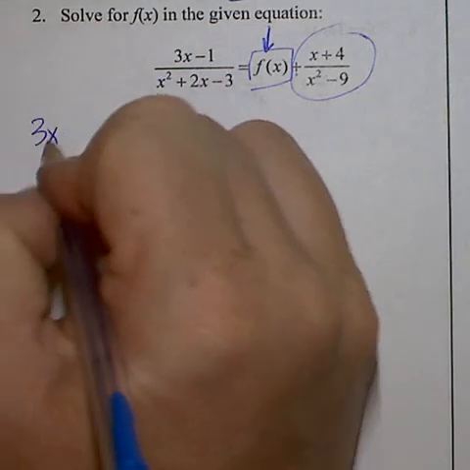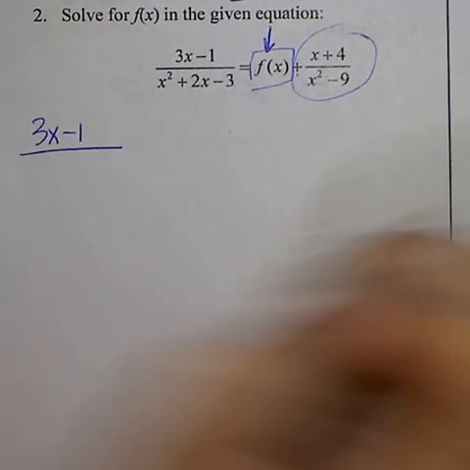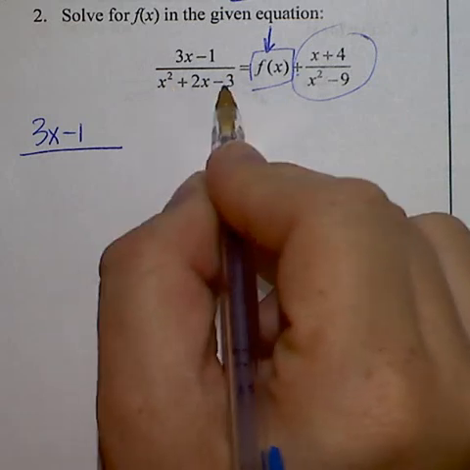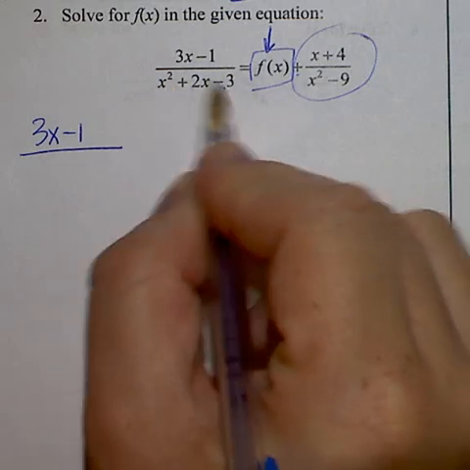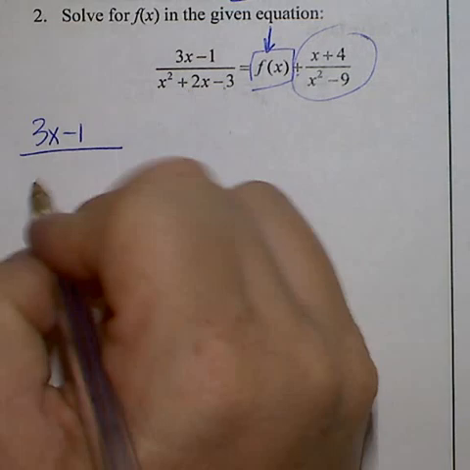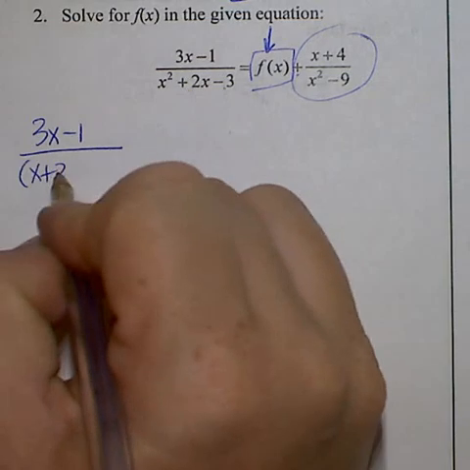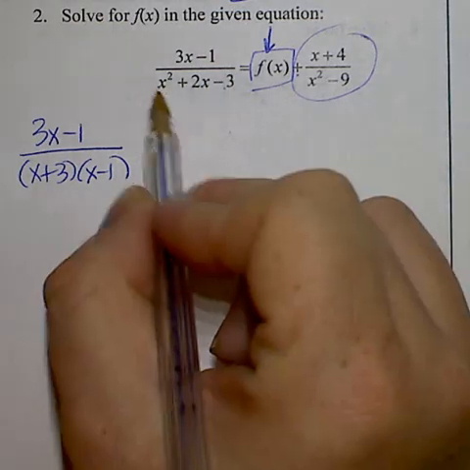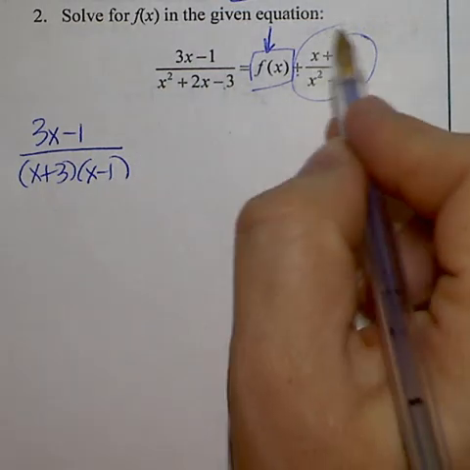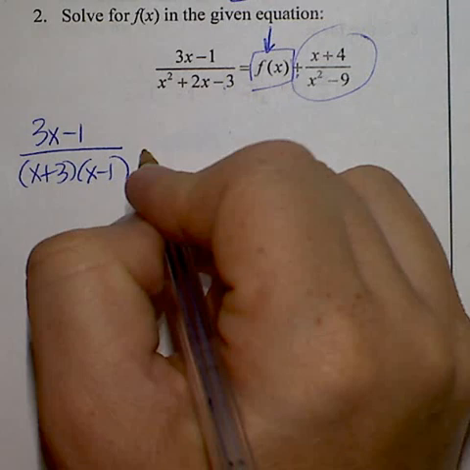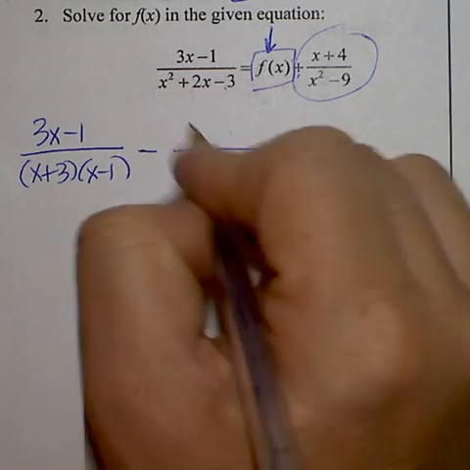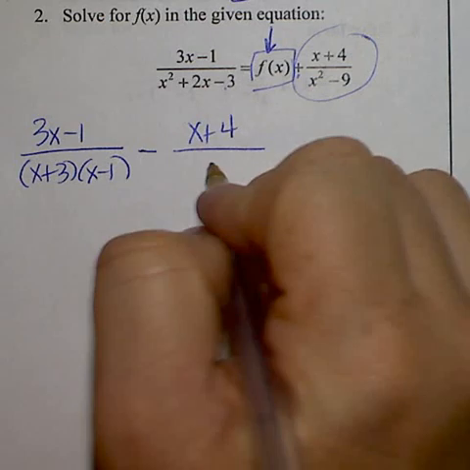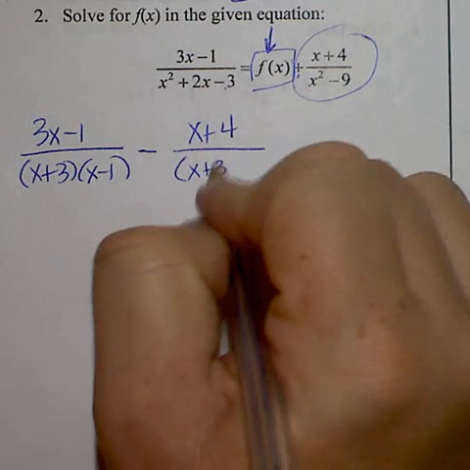3x minus 1 over, and before I write this down, I'm going to factor this. So what multiplies to equal negative 3 and combines to give you 2 would be x plus 3 and x minus 1. We don't need to do bottoms up because the leading coefficient is 1. Now when I move this over, again it's positive, so it becomes negative. And I'm going to factor the bottom. It factors into x plus 3 and x minus 3.